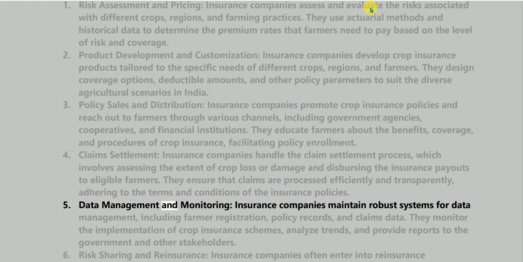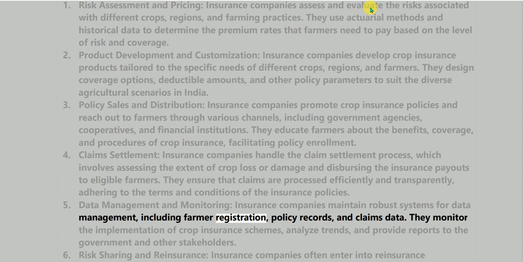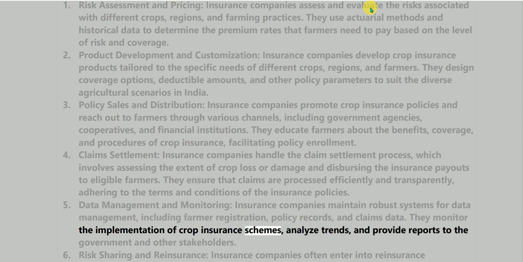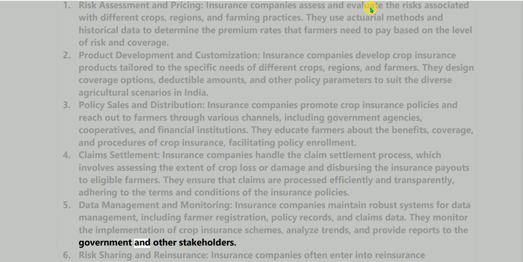5. Data management and monitoring. Insurance companies maintain robust systems for data management, including farmer registration, policy records, and claims data. They monitor the implementation of crop insurance schemes, analyze trends, and provide reports to the government and other stakeholders.